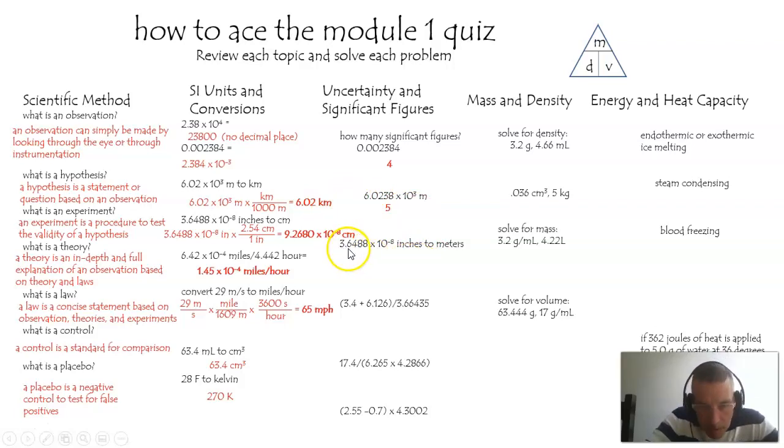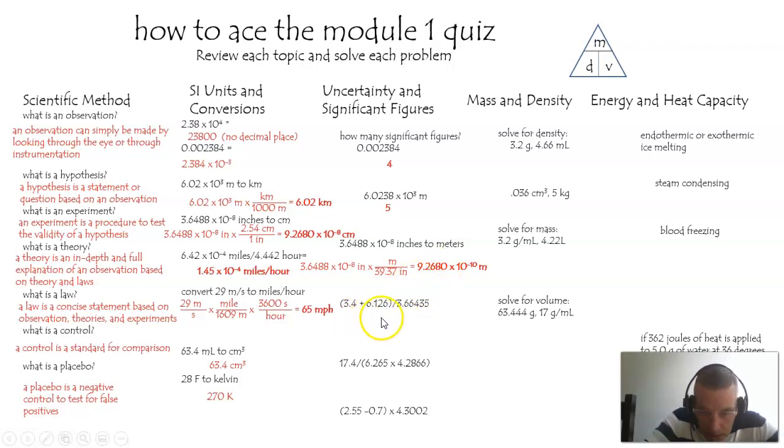Let's convert from 3.6488 times 10 to the minus 8th inches to meters. I know that there's 39.37 inches in a meter. Punching that in, we get 9.2680 times 10 to the minus 10th meters. I'm going to once again say that we really need to modify this answer. I'm going to say this is an error. We need to change it. The raw number's fine, but since there's only 4 sig figs here, I'm going to change this to 9.268. I'd drop the 0. We should only have 4 significant figures in our answer.